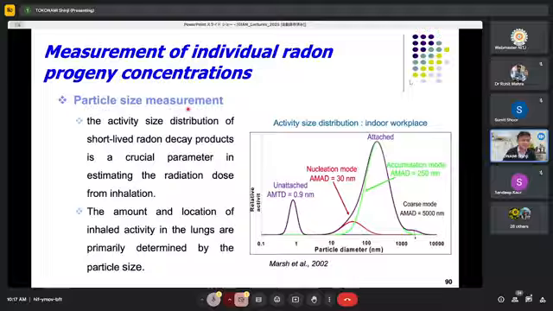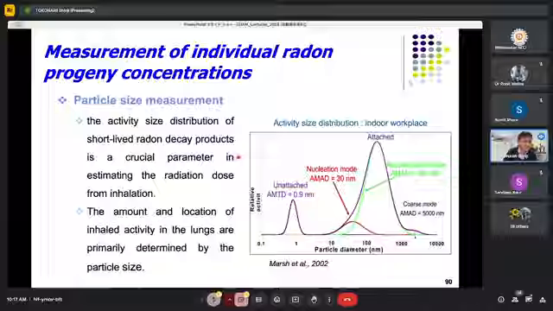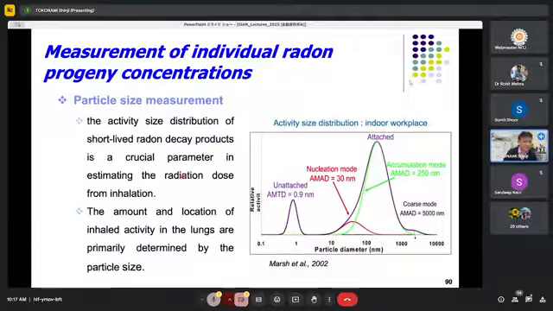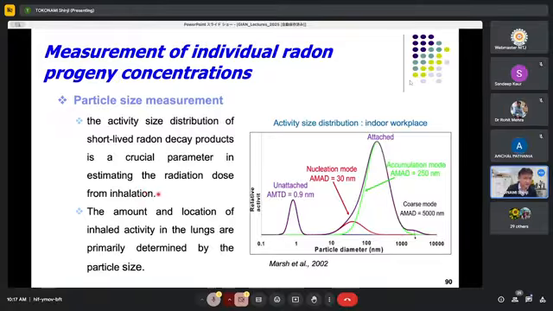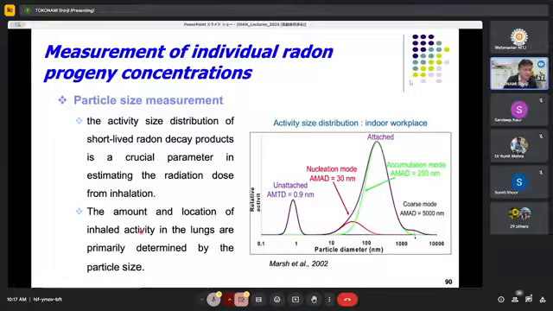Regarding particle size measurement, the activity size distribution of short-lived radon decay product is a crucial parameter in estimating the radiation dose from inhalation. The amount and location of inhaled activity in the lungs are primarily determined by the particle size.